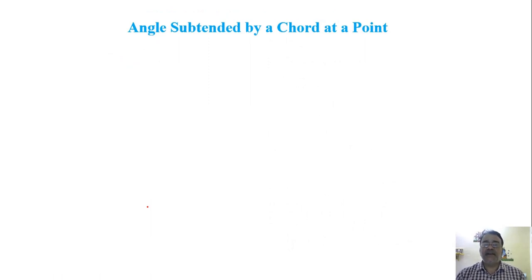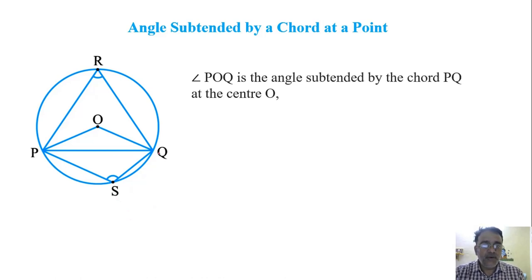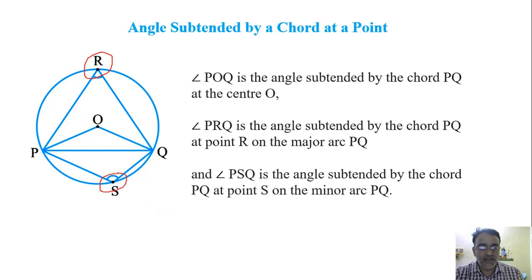Next, angle subtended by a chord at a point. Here, angle POQ is the angle subtended by the chord PQ at the center. Angle PRQ is the angle subtended by the chord at point R on the major arc. Angle PSQ is the angle subtended by the chord PQ at a point S on the minor arc PQ. So three possibilities are there: at the center, at the major arc, or at the minor arc.